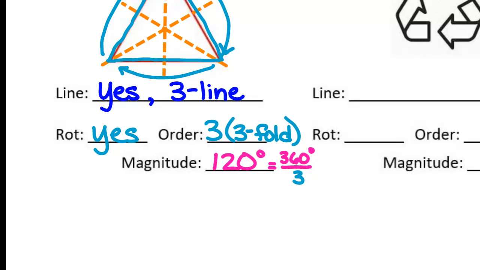Part B. What is this shape? It's the recycling symbol, which has the basic shape of a triangle, right? But it's got some extra pieces to it. It's got these little arrowheads in here that have been drawn in.